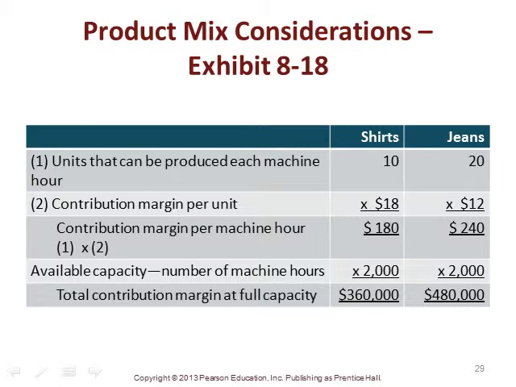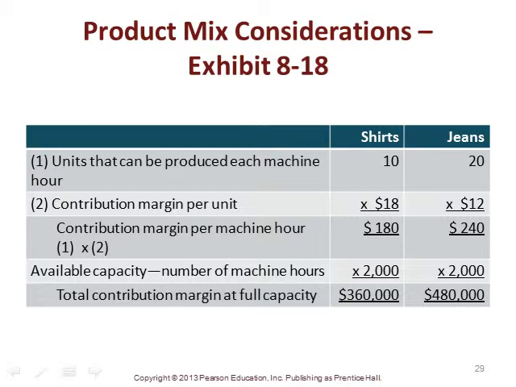Under this scenario, first we look at units that can be produced per machine hour. We can produce 10 shirts with one machine hour, or we can produce 20 jeans with one machine hour. The contribution margin per unit for shirts is the $18 we just calculated, times 10 shirts. So per machine hour, we're generating a $180 contribution margin versus a $240 contribution margin per machine hour for jeans.